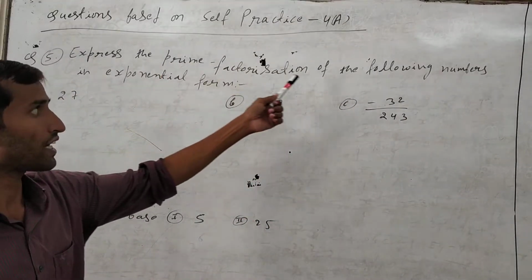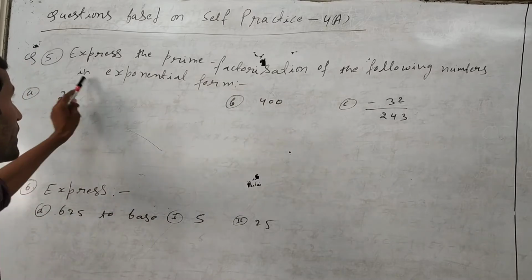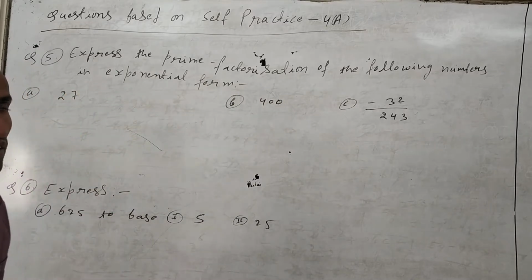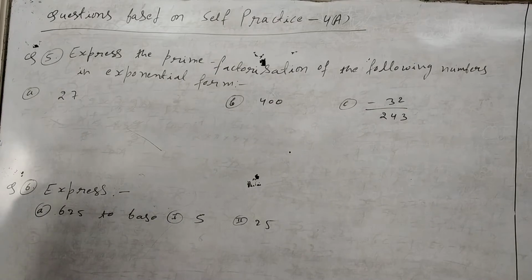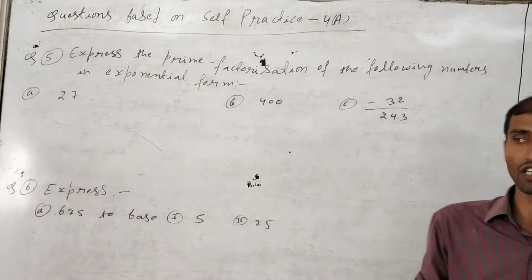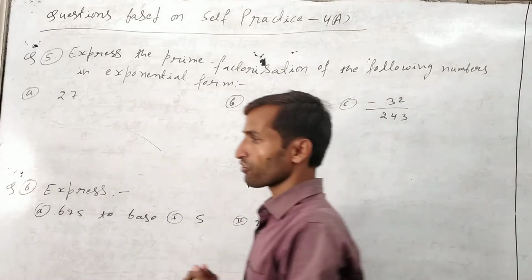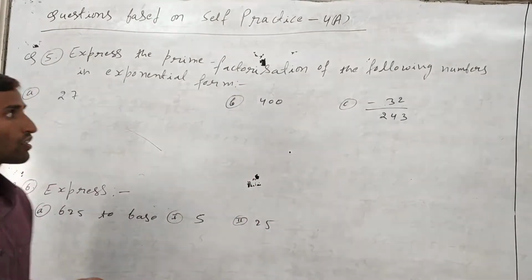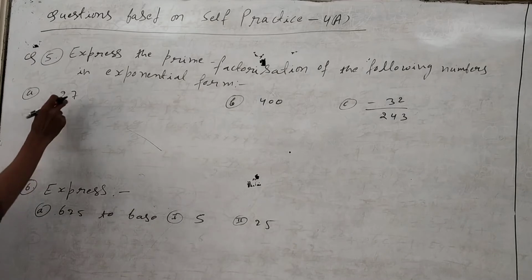Express the prime factorization of the following numbers in exponential form. This means we have to convert into prime factorization, and after that we have to convert into power form, meaning exponent form. So first of all we have to factorize this number, prime factorization.